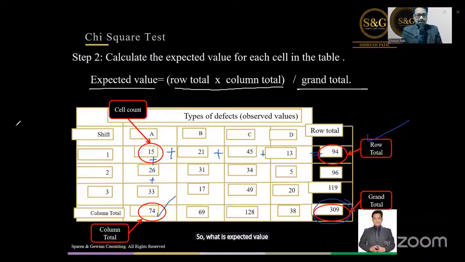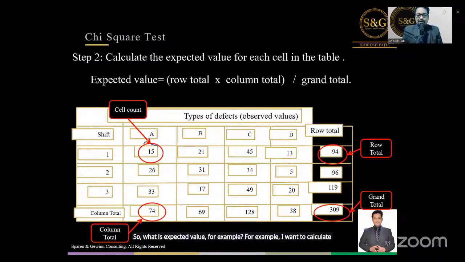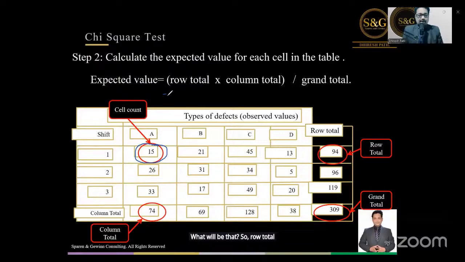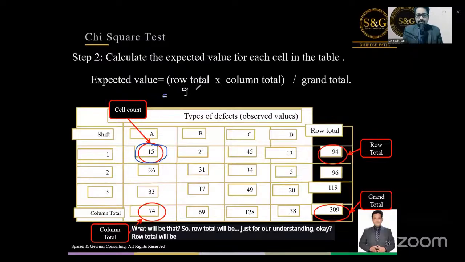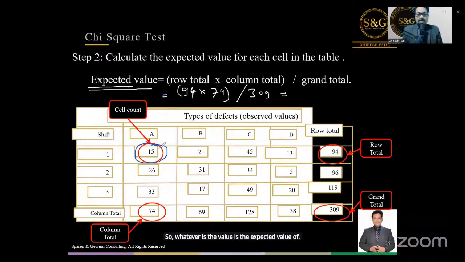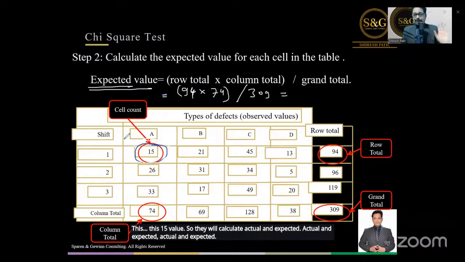So what is the expected value? For example, I want to calculate the expected value for 15. What will that be? Just for our understanding, the row total will be 94, because the row total for 15 is 94, and the column total for 15 is 74, right? So 94 into 74 divided by the grand total, which is 309. Whatever the value is, that is the expected value of this 15. So they will calculate actual and expected for each and every data point.